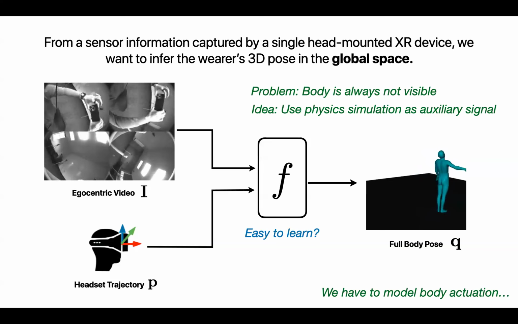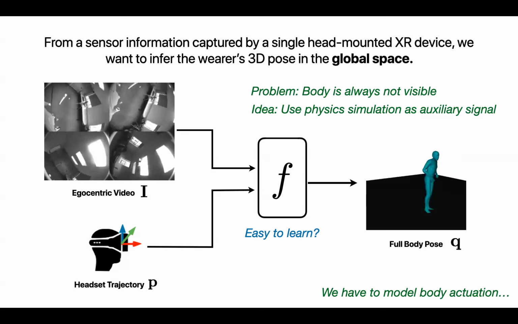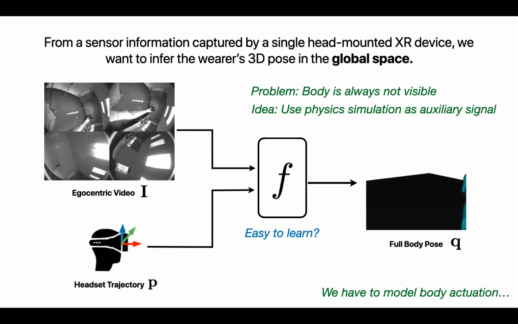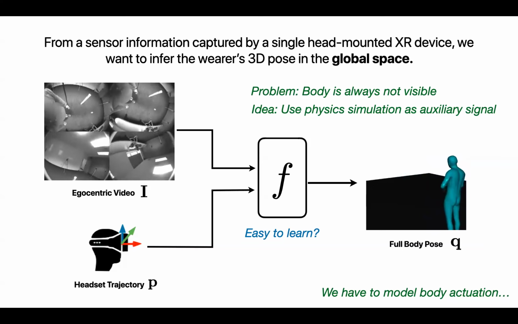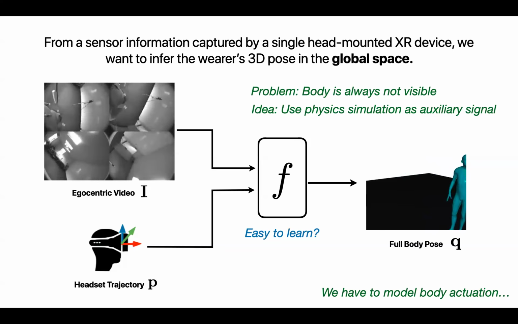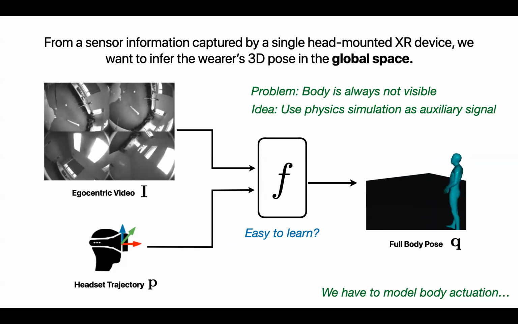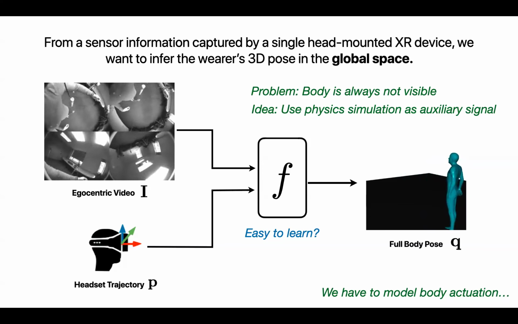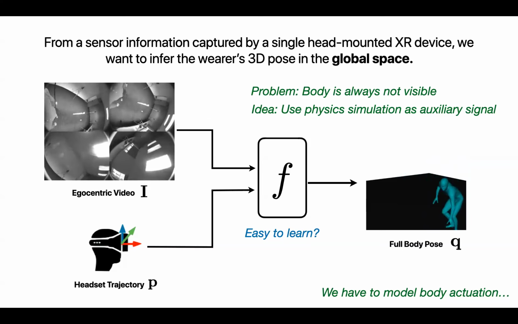So we're going to take these 2 sources of information as input, and we want to learn that function F, which is going to return to us the full body of the camera wearer, the full body pose. All right. So we have some problems here, like I mentioned before. Even though we have 4 cameras on the headsets, the body is not always visible. And so this is a very under-constrained problem. So the idea that we have, and which we've used in multiple papers, is to use a physics simulation or the laws of physics as a type of auxiliary signal or additional constraints to solve for 3D body pose.